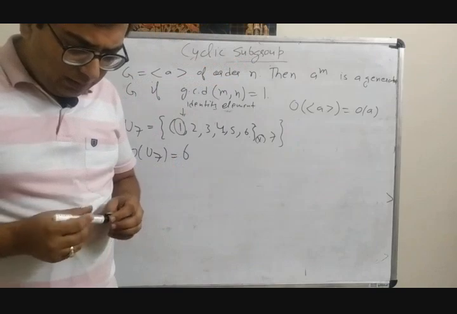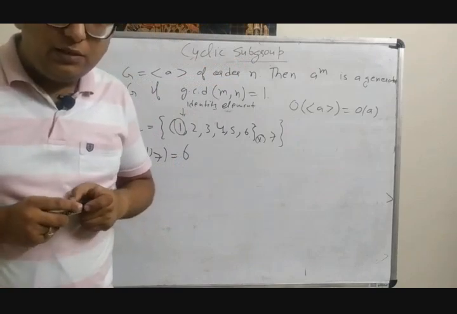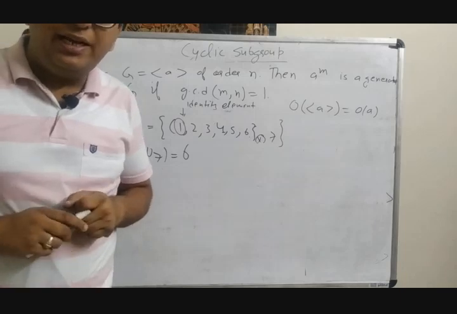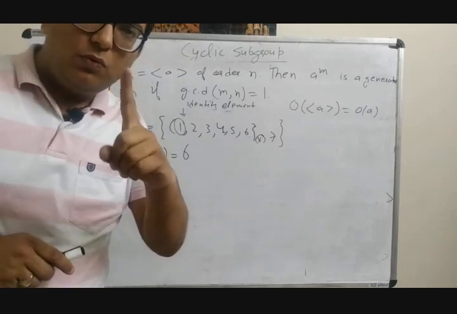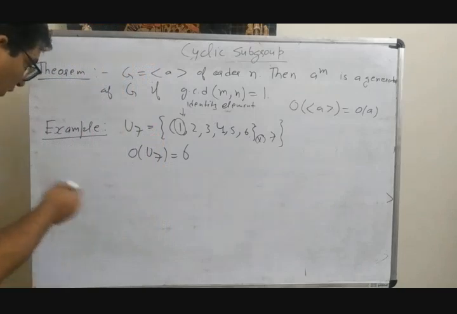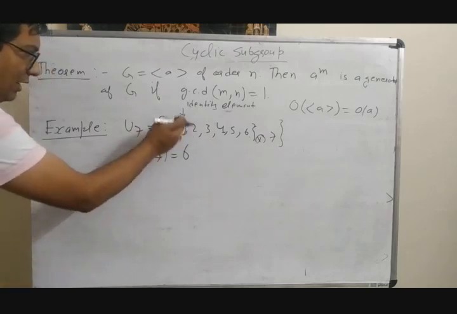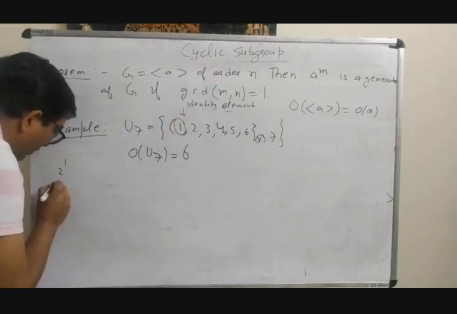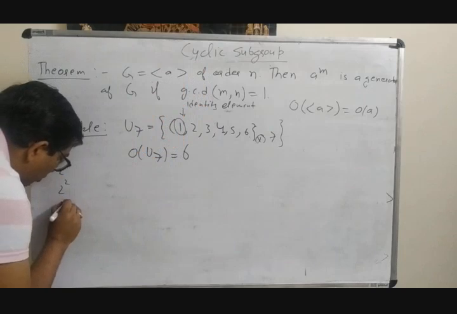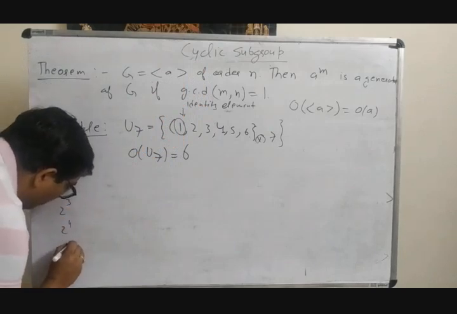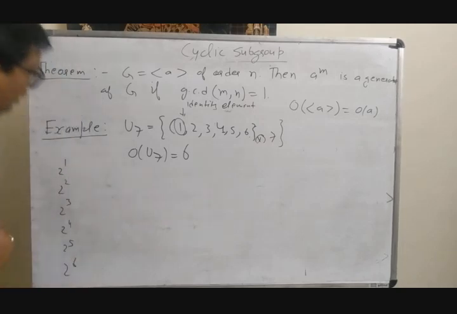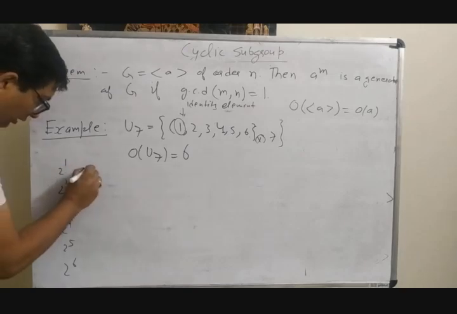The order of an element is the least positive integer n such that a raised to power n is equal to 1. So I am writing the integers. 1 is the identity, no need to write it. We will find 2 raised to power 1, 2 raised to power 2, 2 raised to power 3, 2 raised to power 4, 2 raised to power 5 and 2 raised to power 6, and let us try to write these elements.